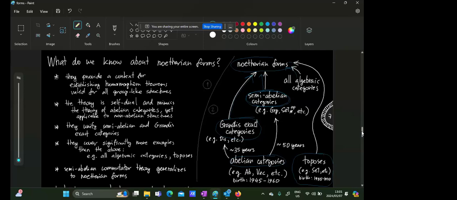Zurab? Yes. By algebraic categories, do you mean it in the sense of Adámek or in the sense of Lawvere?